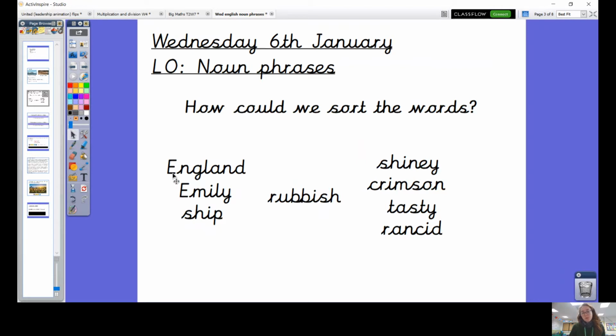I wonder why we've got 2 nouns here that have a capital letter. I don't know if you spotted that. Have a think about why that might be. Yeah, so those 2 words, they're proper nouns, and proper nouns need a capital letter. So names of countries, names of people, names of places, events, they often are proper nouns, they need a capital letter at the beginning.